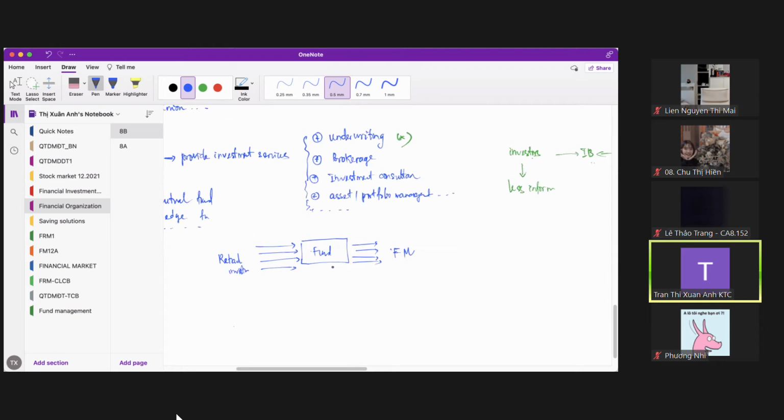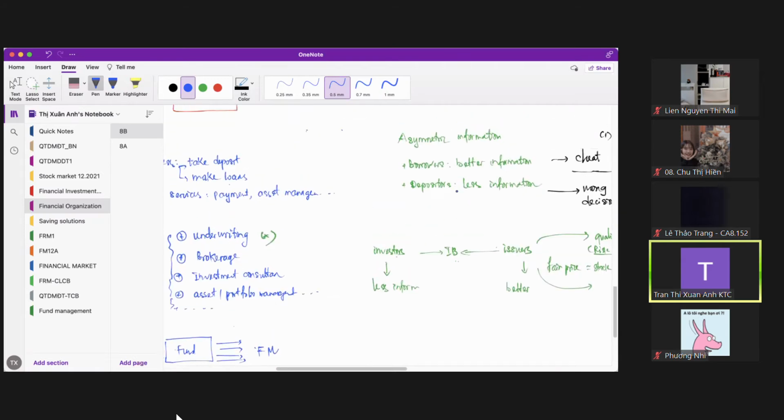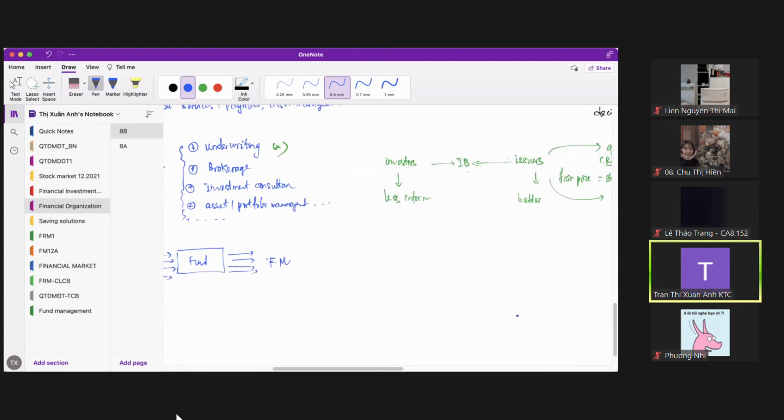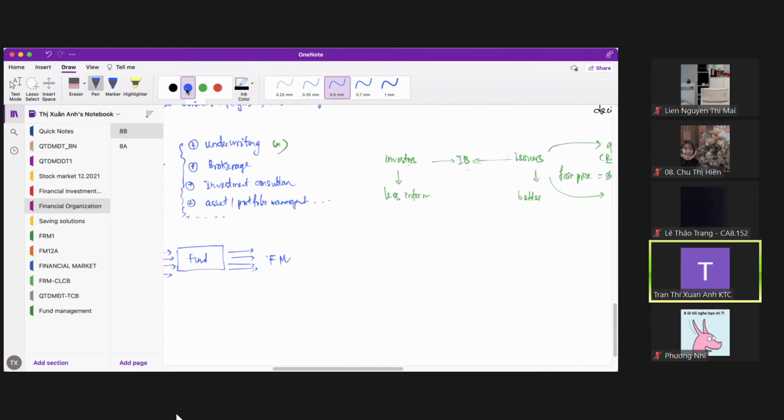Based on this, you can see the funds just provide asset management services or portfolio management services for retail investors. And once again, asymmetric information happens here, because retail investors have less information compared with the fund managers, because those persons use money from the public. So in here we can say investors are in the case of less information, and fund managers are the people who have better information.